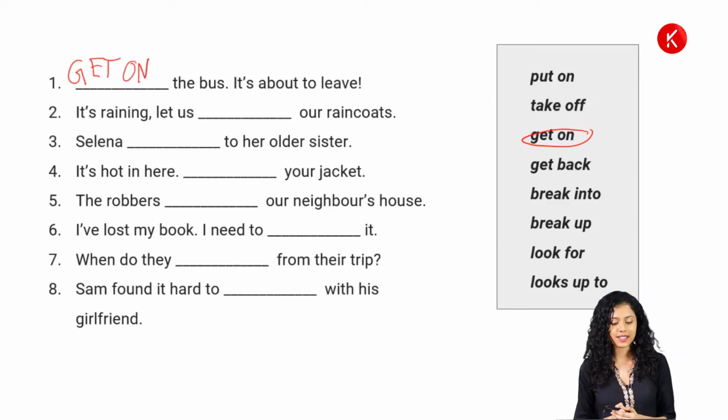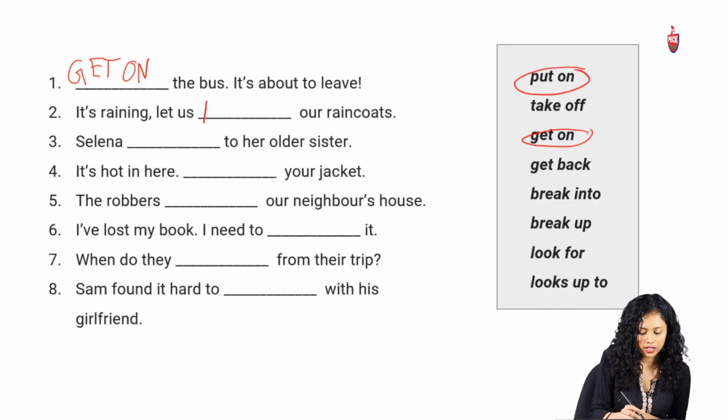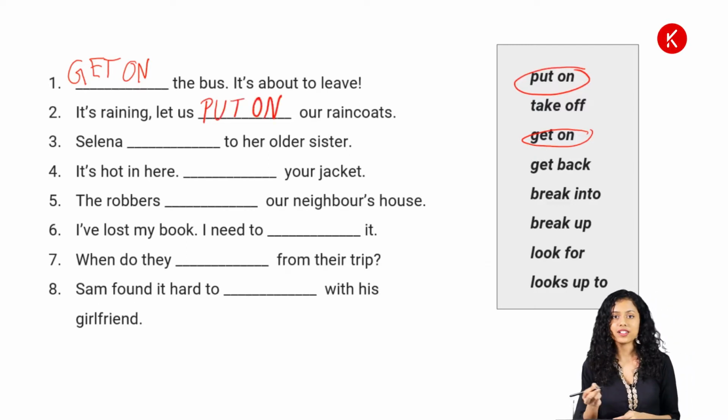The next sentence, it's raining. Let us blank our raincoats. So what would you do with a raincoat? You would wear it. So another way of saying wear is put on. So here you can say, let's put on our raincoats.